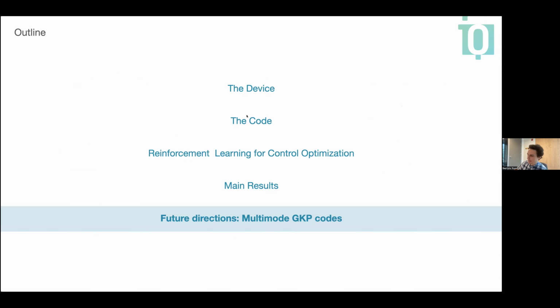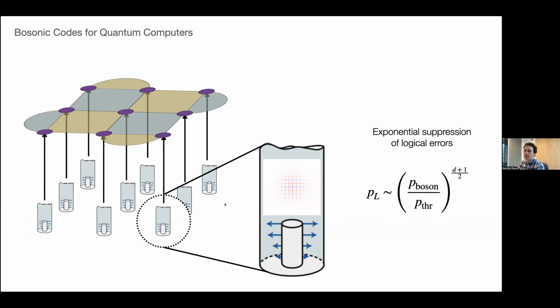Okay, so I can move on to the second part of my talk, which is the multi-mode GKP code. So what are the next steps for this? If we want this to be useful for a quantum computer, then we have to imagine concatenating this GKP code with some other qubit code, be it surface code or your favorite qubit code. And so now in each location of the surface code, instead of having a transmon or a fluxonium or whatever, we would have a cavity with a GKP encoding.